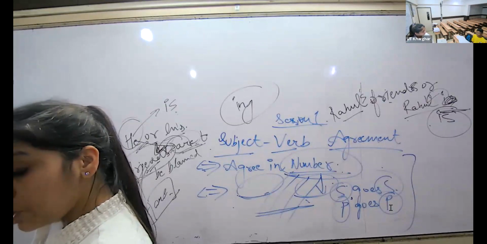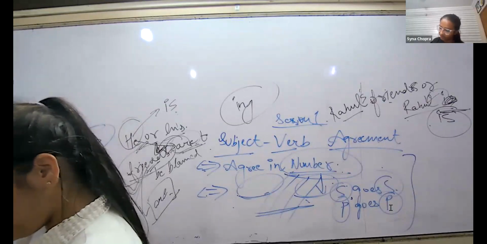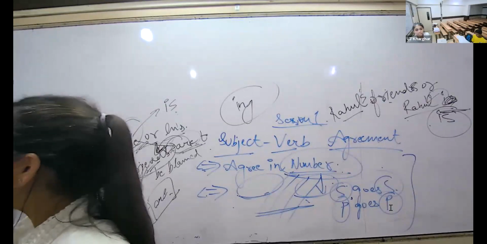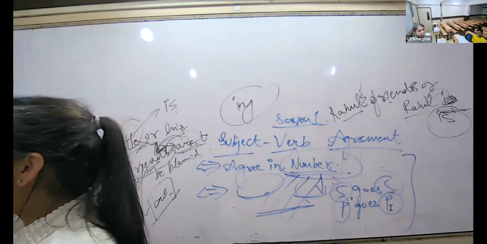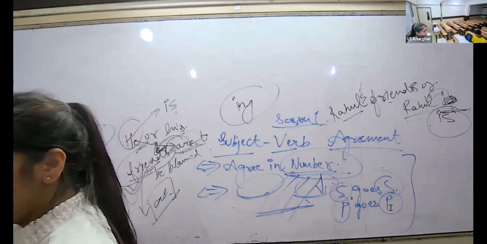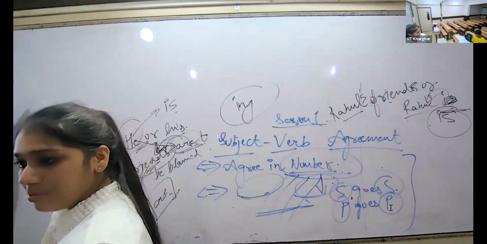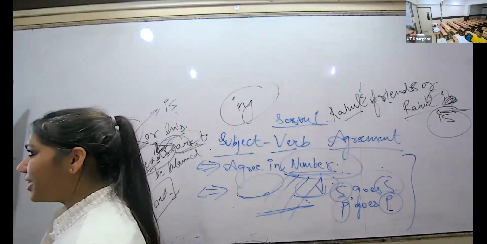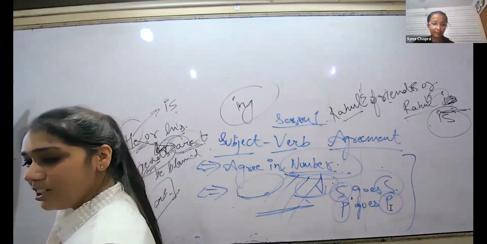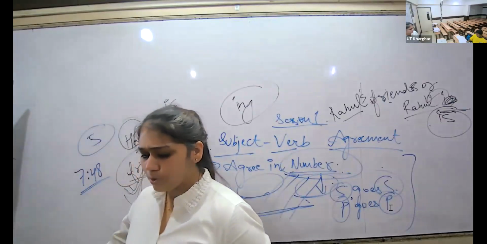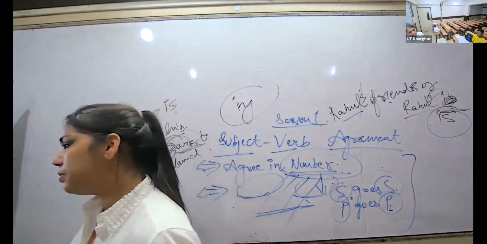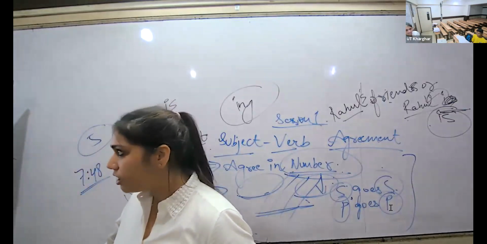Ma'am, but why not D? Why not rescue? It should be D, dear. Because I read it as rescue, that's why I'm saying B. So it is D, because I didn't read it properly. Okay, clear? And you were matching with the answers given at the back.